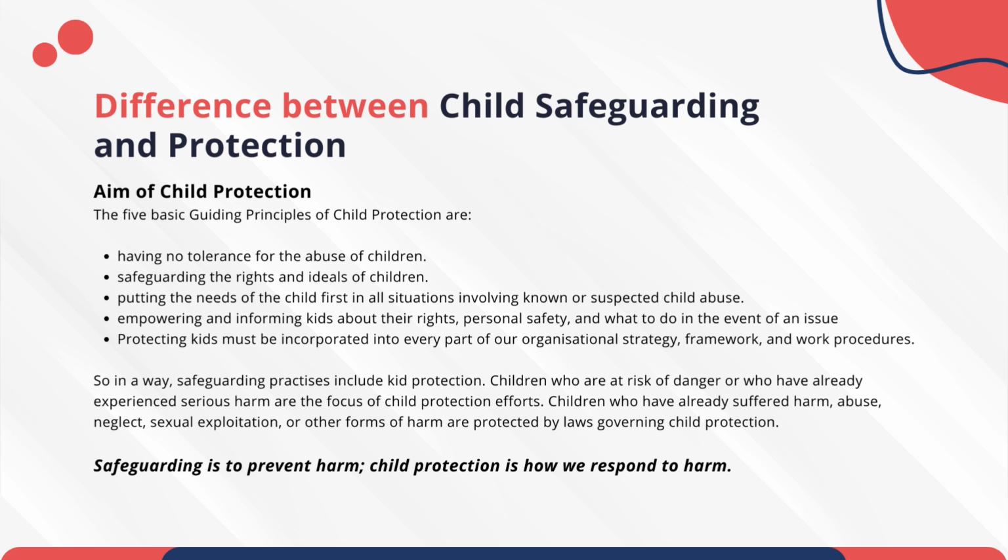Children who are at risk of danger or who have already experienced serious harm are the focus of child protection efforts. Children who have already suffered harm, abuse, neglect, sexual exploitation, or other forms of harm are protected by laws governing child protection. Safeguarding is to prevent harm. Child protection is how we respond to harm.